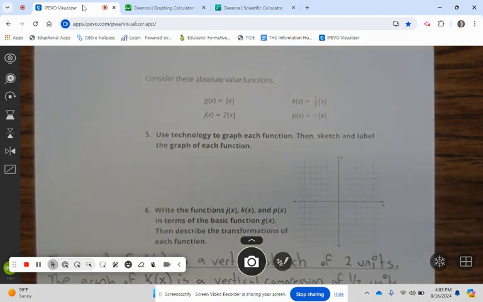Consider the absolute value functions. G of x equals absolute value of x. J of x equals 2 times absolute value of x. K of x equals 1/2 absolute value of x. And P of x equals negative absolute value of x. Use technology to graph each function.